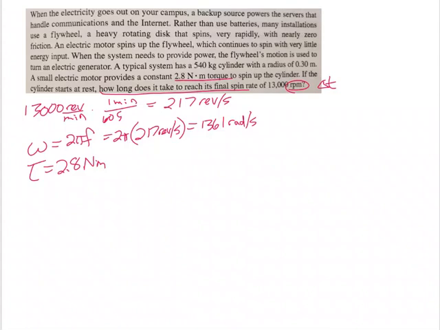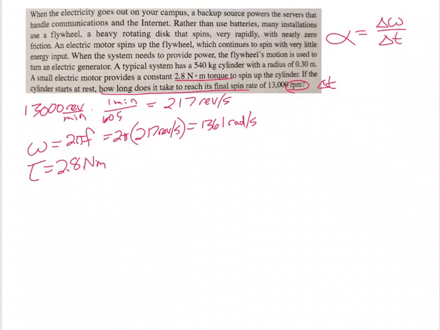Because alpha equals delta omega over delta t. We have an omega and we know it started from rest, so we have delta omega. If we calculated alpha, then we could use that formula right there, right? How do we calculate alpha?